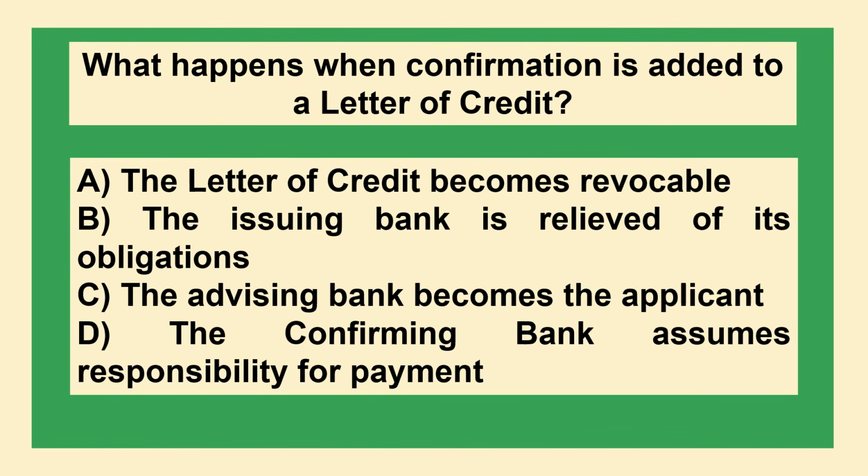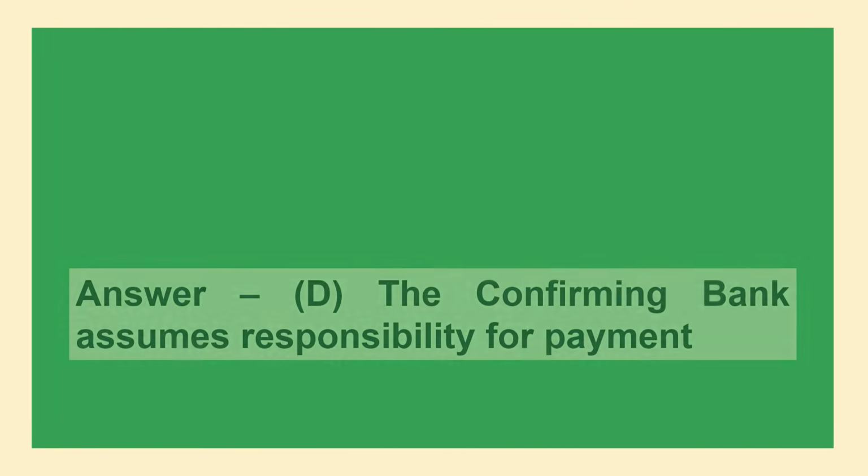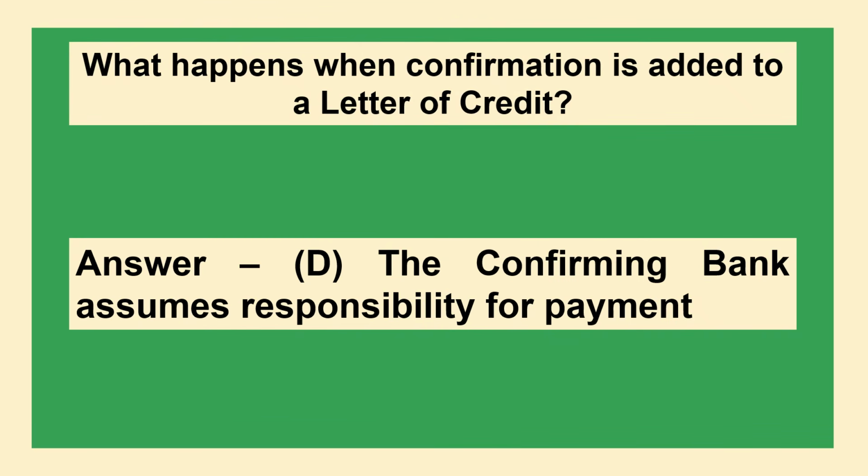Question, what happens when confirmation is added to a letter of credit? Option A, the letter of credit becomes revocable. Option B, the issuing bank is relieved of its obligation. Option C, the advising bank becomes the applicant. Option D, the confirming bank assumes responsibility for payment. Answer, option D, the confirming bank assumes responsibility for payment.